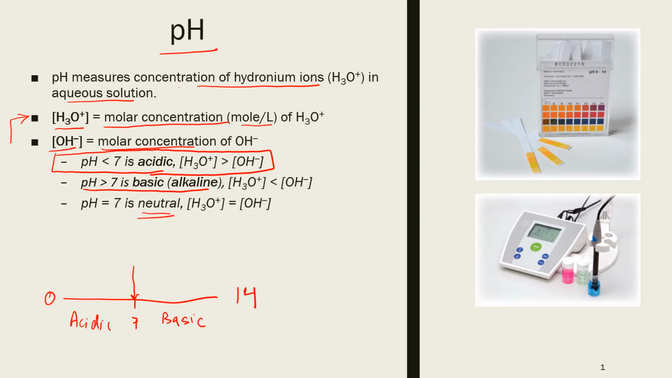In acidic solutions, the concentration of hydronium ions is more than OH negative. So in other words, there are more hydronium than the OH. In basic solutions, the concentration of hydroxide is more than the hydronium ion concentration. At neutral point or at pH 7, the concentration of hydronium and OH negative becomes equal.